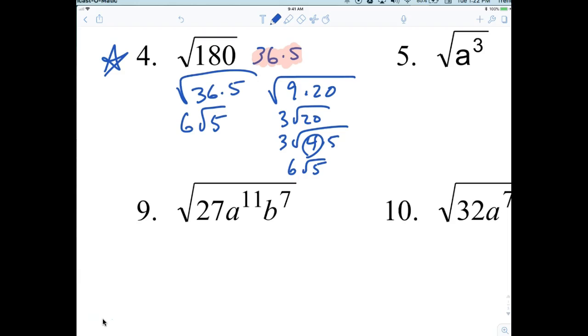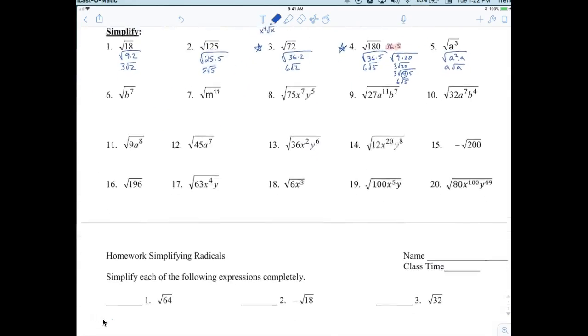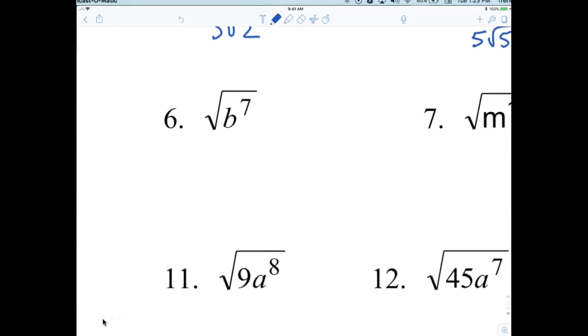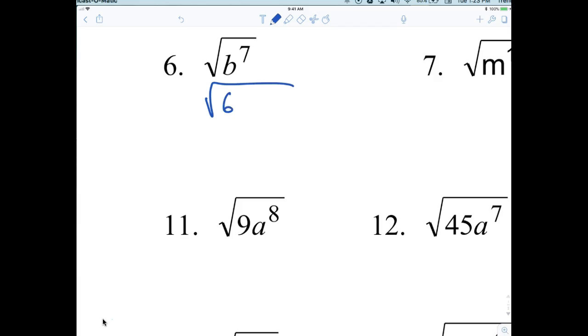All right? A cubed, you're going to break down to a squared times a. So a radical a would work. All right? Let's take a look at 6. B to the 7th breaks down to b to the 6th times b to the 1st. So my final answer is? Yep. Everybody okay with this? Yes, sir.